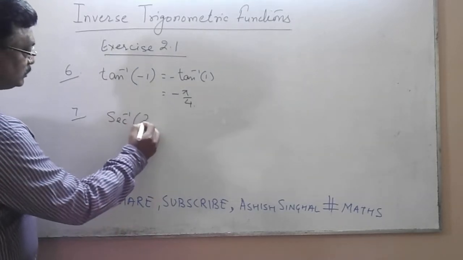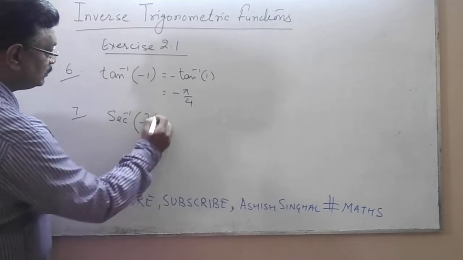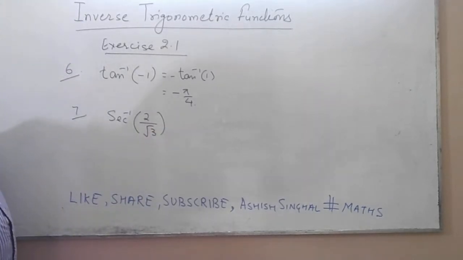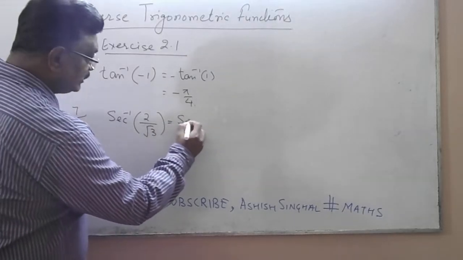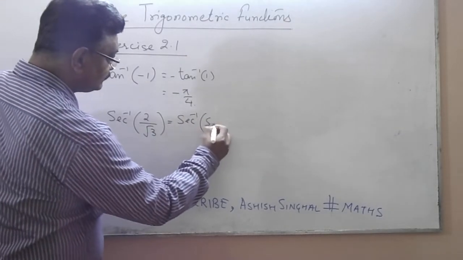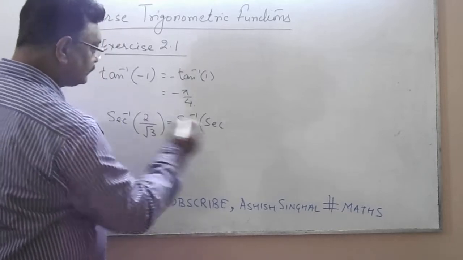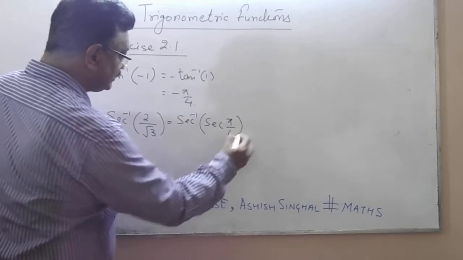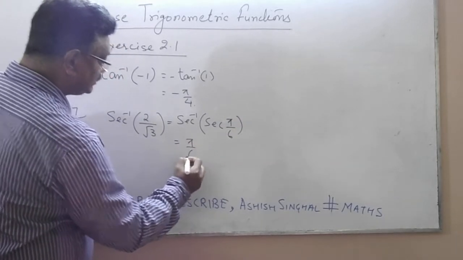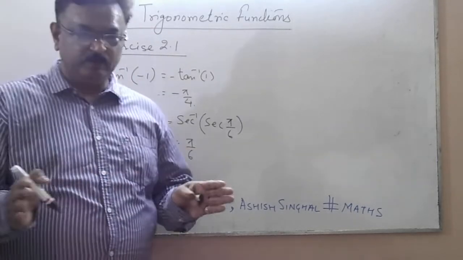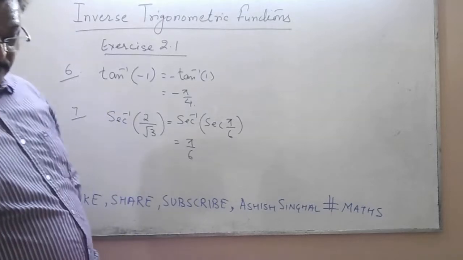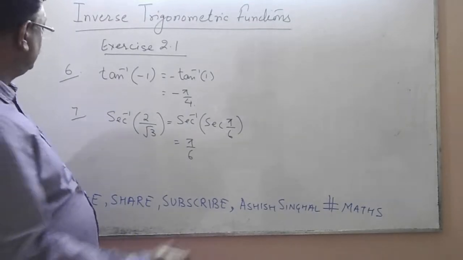Sec inverse 2 by root 3. Sec inverse 2 by root 3 can be written as sec inverse sec pi by 6. So the answer is pi by 6, and all these are lying in the principal value which we have seen in the first episode. Question number 8.